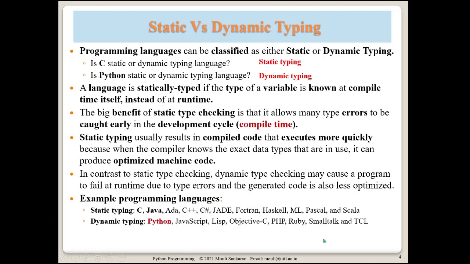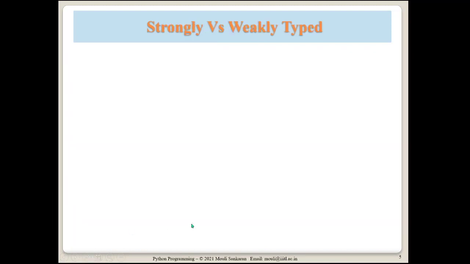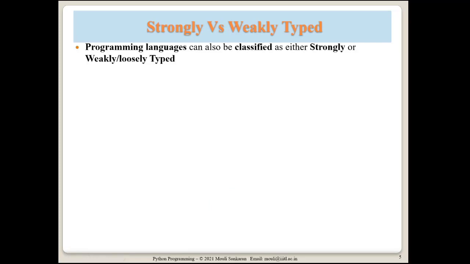Okay, now dynamic typing languages. We all know Python, I'm sure. I'm sure you know the difference between these. Okay, that is the typing, based on the data type. Now what about the association between the label and the type? Programming languages can also be classified as either strongly or weakly typed. That typing is different from static and dynamic typing. This is strongly or weakly typed.